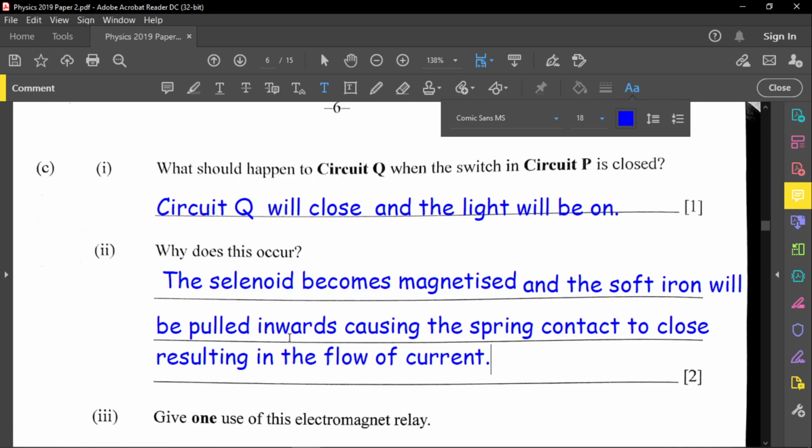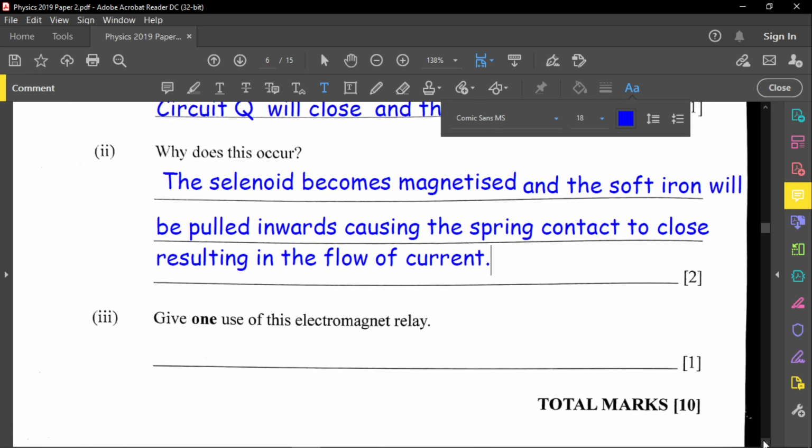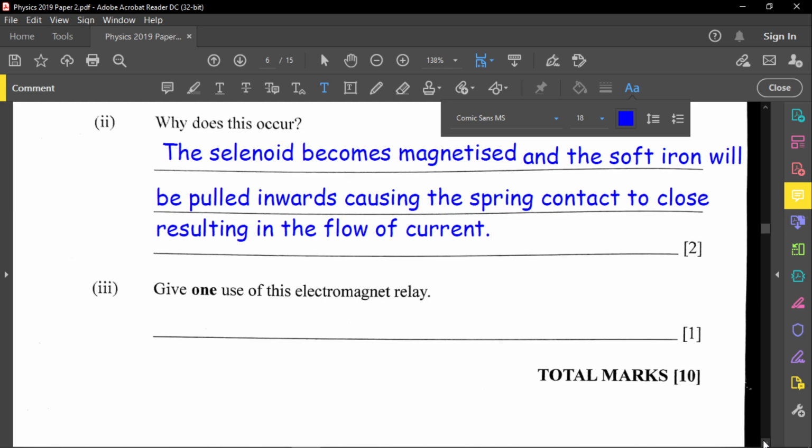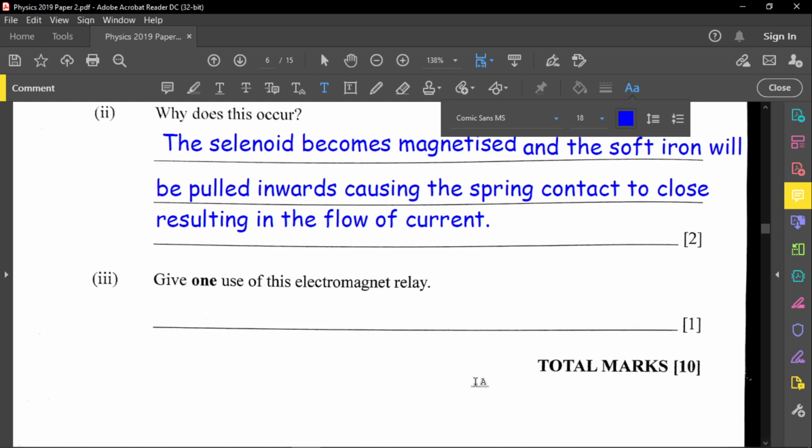Let's go to the next question right here, which is part 3 of this question, and say, give one use of electromagnetic relays. Electromagnetic relays can be used in a number of devices. As a matter of fact, a lot of devices now, especially in automobiles, contain relays. Alarm systems could use relays as well. Car horns could also have a relay system.